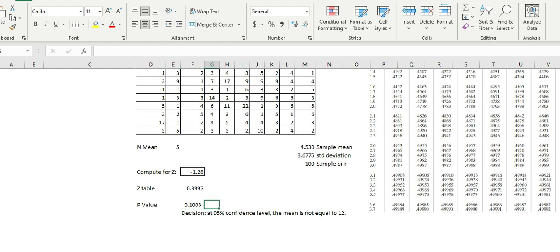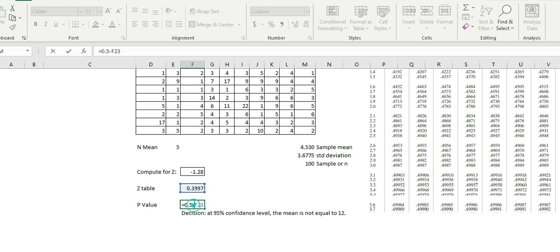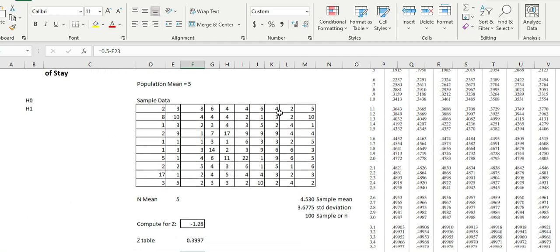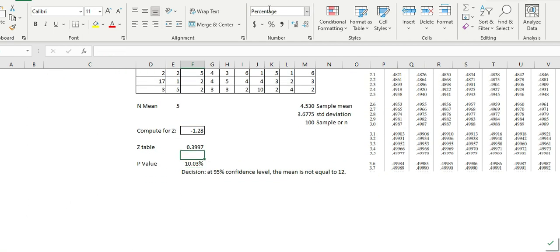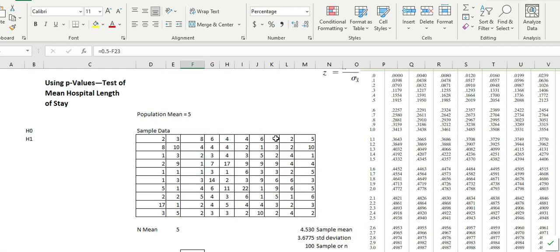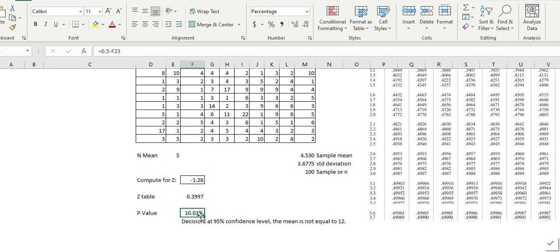So this is the z table value, and to get the p-value, we need to put this one. So how many percent is this? All right, so this is 10%.